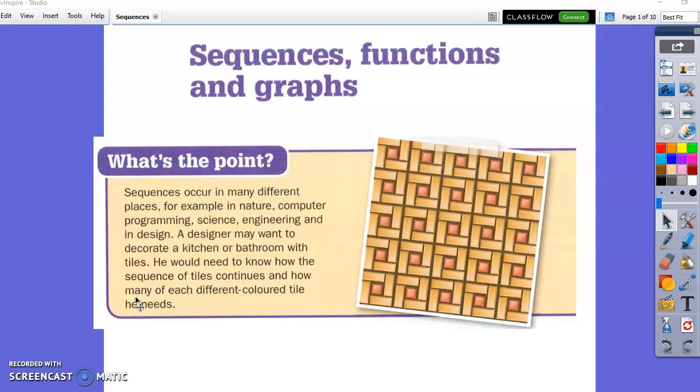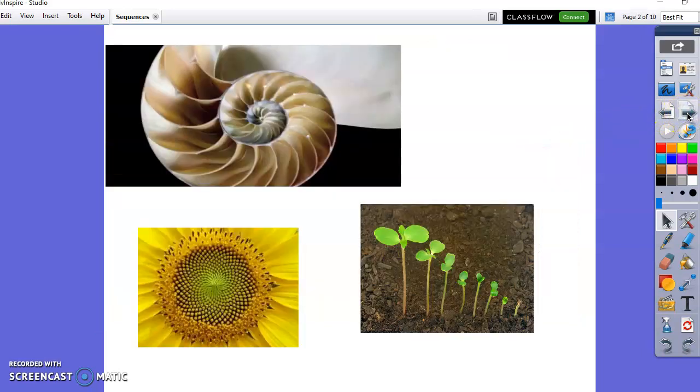Sequences occur in many different places, for example, in nature, computer programming, science, engineering, and in design. You may know that a designer may want to decorate the kitchen or bathroom with tiles, so he would need to know how the sequence of tiles continues and how many of each different color tile he needs. So let's see some examples.